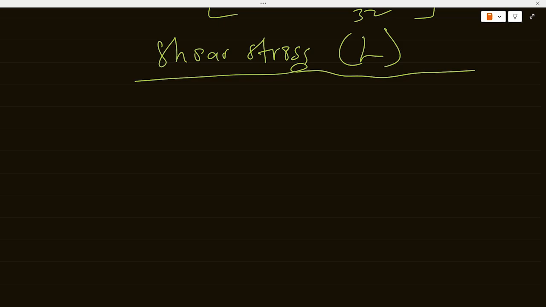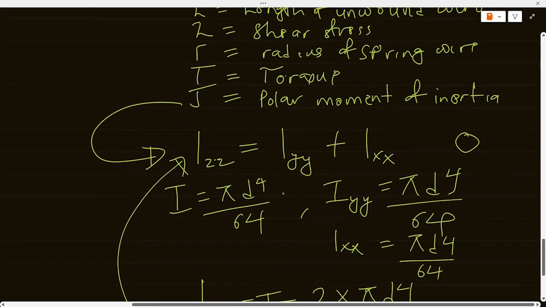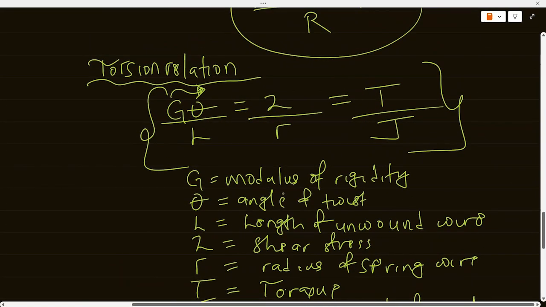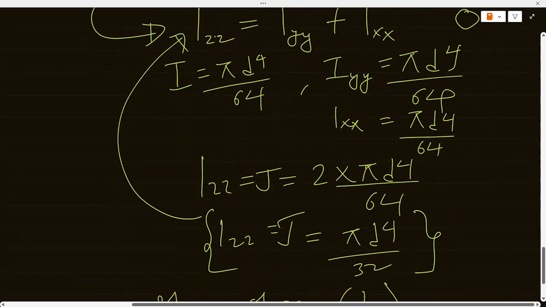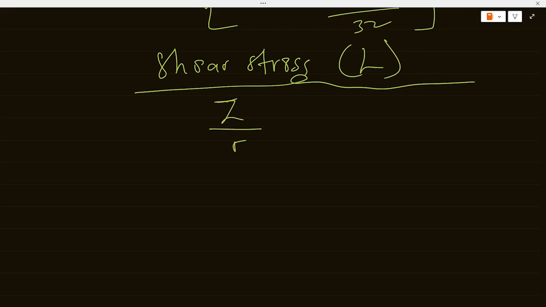Forgive my handwriting, guys. I'm getting used to it. Now let's go back to the relation. Tau over r is equal to T over J. Let's bring out these two. Not that you can't use any other one. Tau over r is equal to T over J.